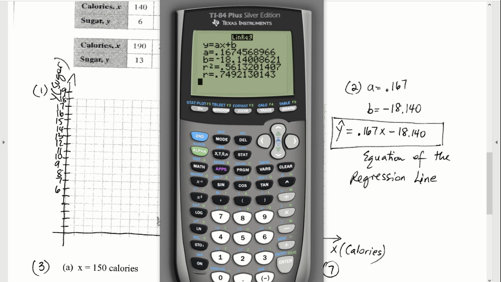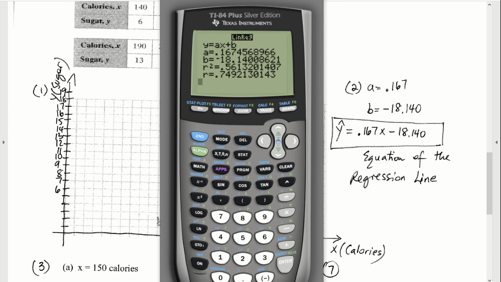The thing that's convenient is the calculator will always remind you the form of it. So it's going to be y hat equals a is the coefficient of x, so it's going to be 0.167x. The b value is negative 18.1, or negative 18.140. So this is our regression equation. If we look at the r value, r is about 0.749, which is not great, it's not high, but it's a moderate linear positive correlation.